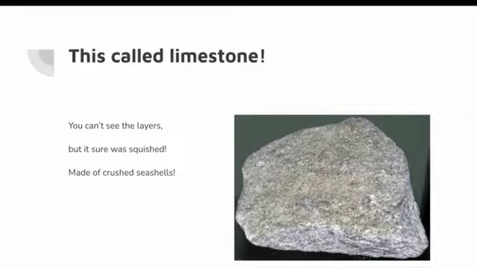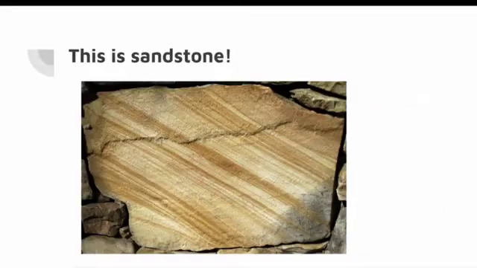Does it taste like lime? No, it does not. Do not put it in your drink. It would not be tasty. It's made of crushed seashells.